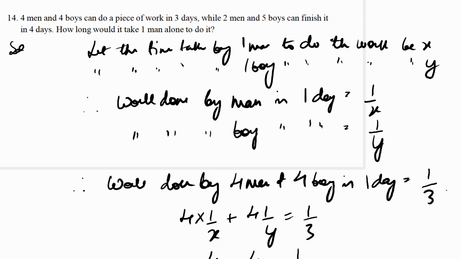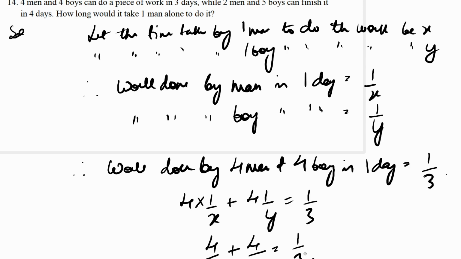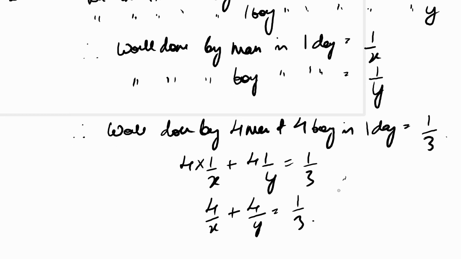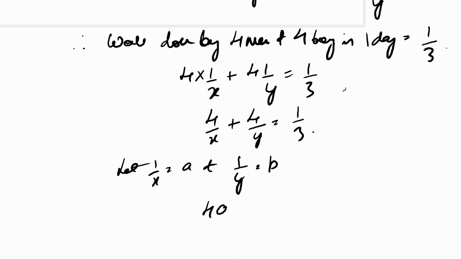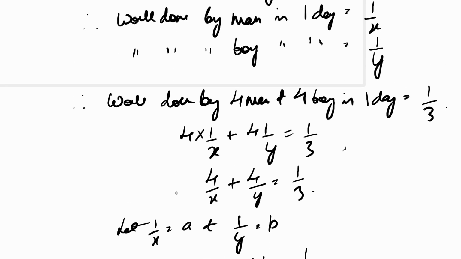Okay. Similarly, what can we say? Work done by 4 men and 4 boys. In this condition, I will say let 1 upon X is equal to A and 1 upon Y is equal to B. So it will become 4A plus 4B is equal to 1 by 3. Okay, the above equation was not a linear equation in two variables, so we'll make suitable assumptions.